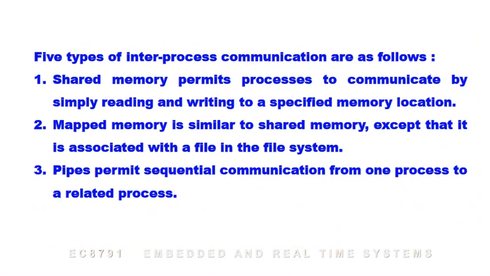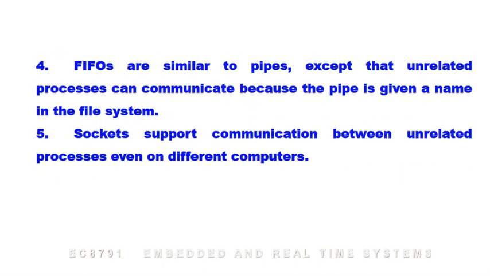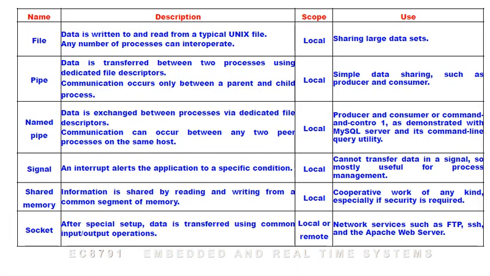Shared memory permits processes to communicate by simple reading and writing to a specified memory location. Mapped memory is similar to shared memory except that it is associated with a file in the file system. Pipes permit sequential communication from one process to a related process. First in first out, or FIFOs, are similar to pipes except that unrelated processes can communicate because the pipe is given a name in the file system. Sockets support communication between unrelated processes, even on different computers.